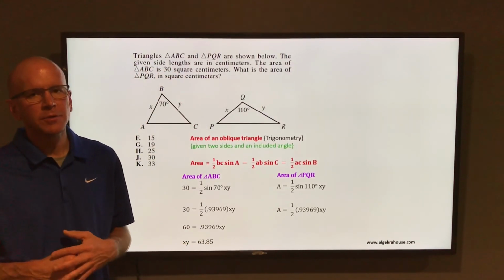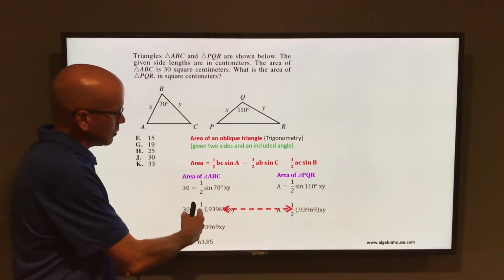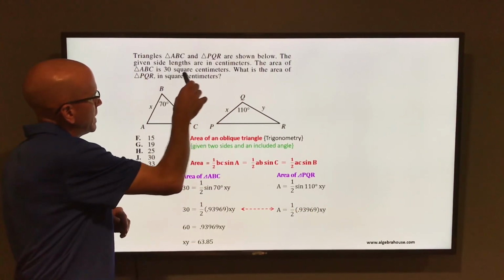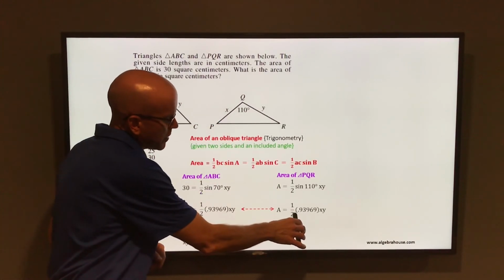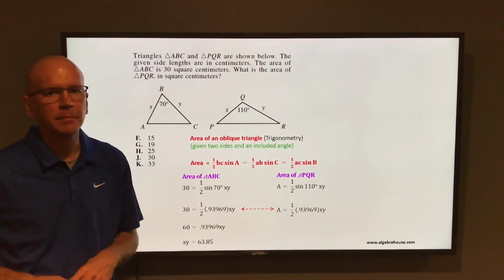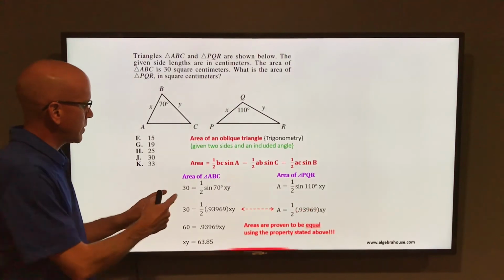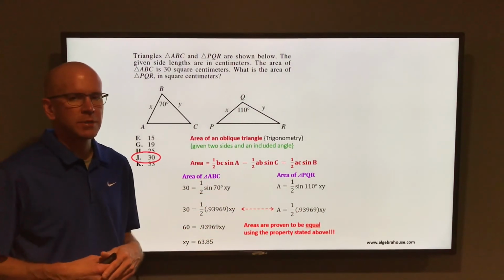Now you might notice something here, especially if you look back at this one, because these two lines are the same. Remember what's being asked here is you're asked to find the area of triangle PQR. Well, if this is the same as this, then the areas are going to be the same. So the areas are equal. And that means if this area was 30, this area is also 30, which is letter J.